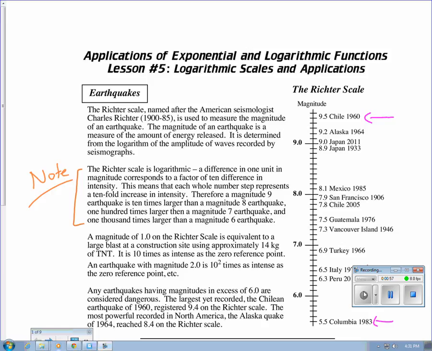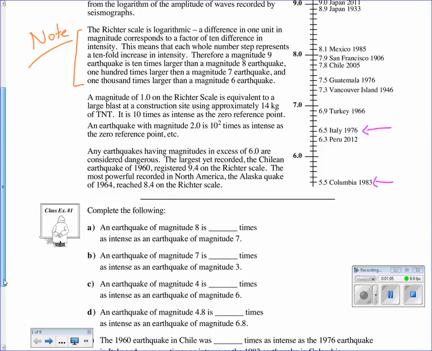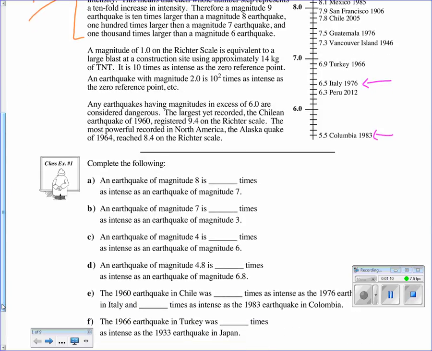So we get to play with some of the earthquakes that you may have heard about historically and describe how their intensities are related. An earthquake of magnitude 8 is 10 times more intense than an earthquake of magnitude 7. We're looking at subtracting the exponents and attaching that to a base of 10. So when I go from 7 to 3, I'm going to go 7 minus 3, so 10 to the 7 minus 3. That's 10 to the 4 times as intense.